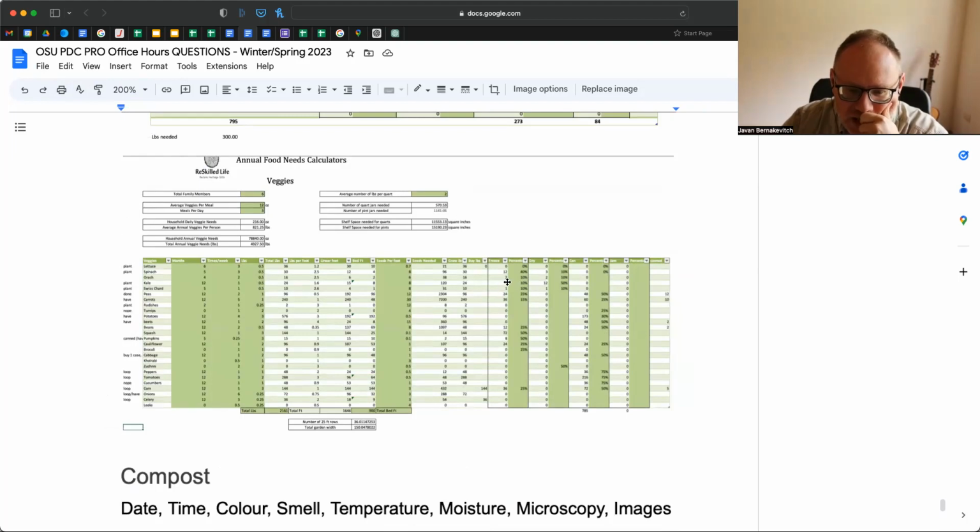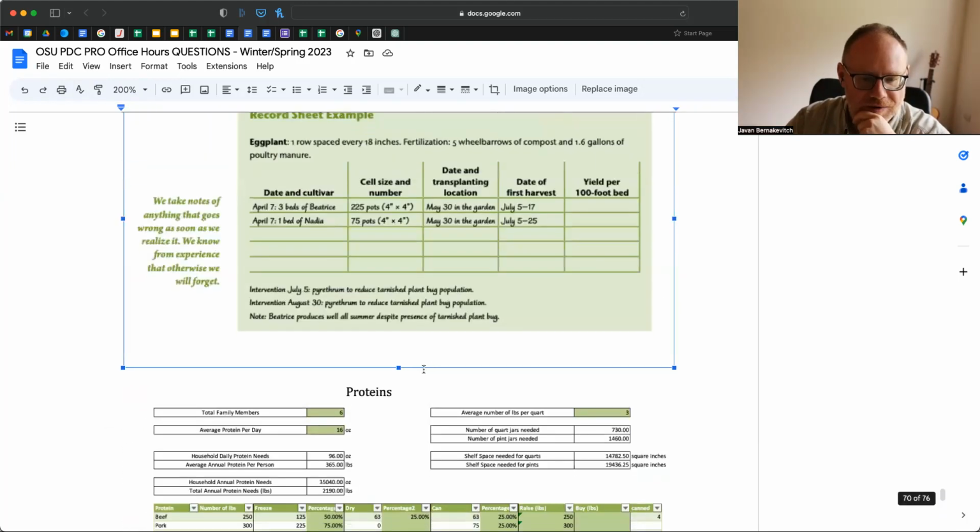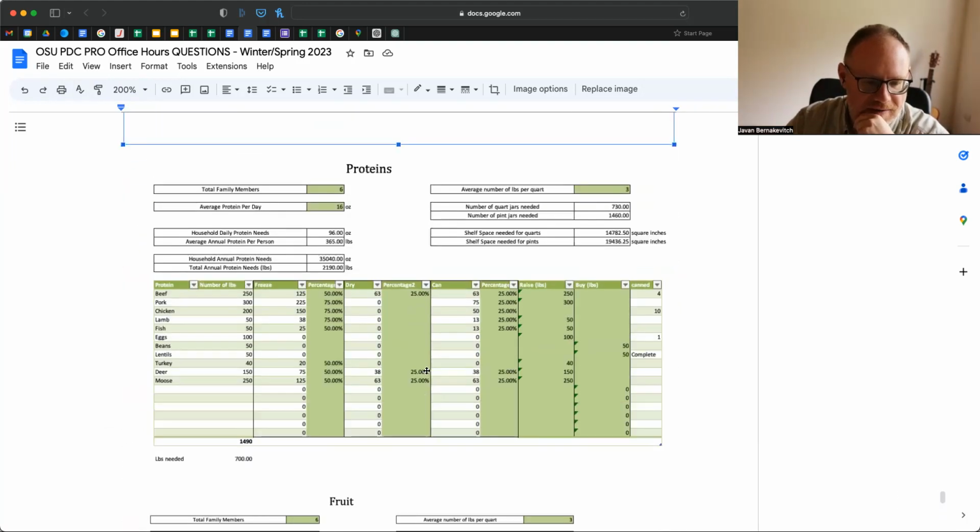Percentage, right? So the other aspect of this was, were you going to grow it? Were you going to dry it? Were you going to can it? What was the storage like? And so she produced these for everything. She produced this for fruit. She produced this for protein. It's such an incredible way of approaching it.